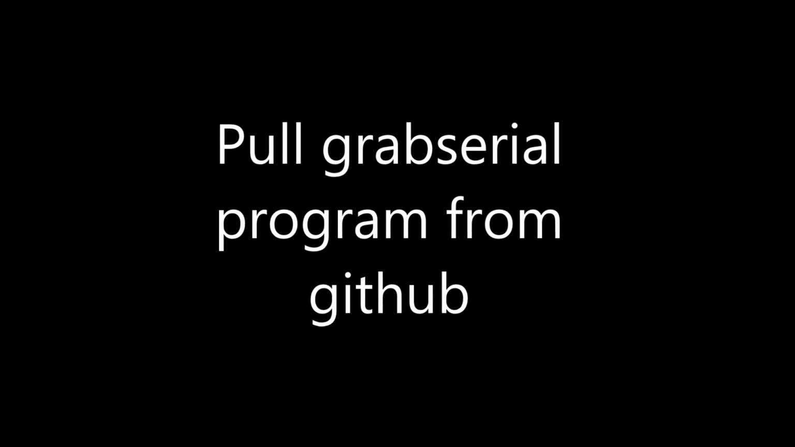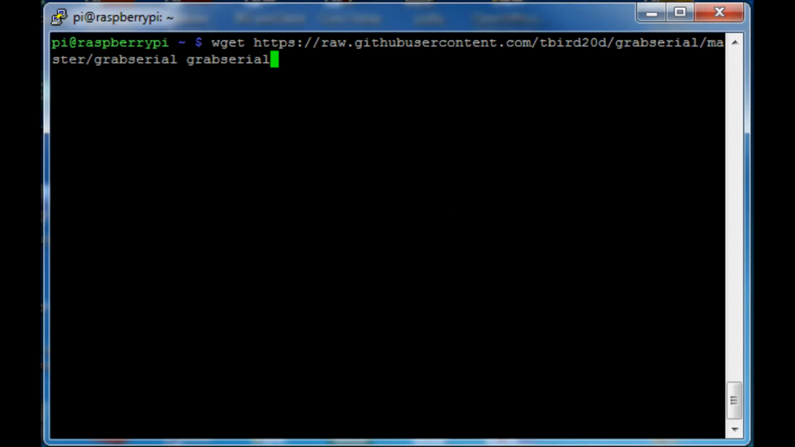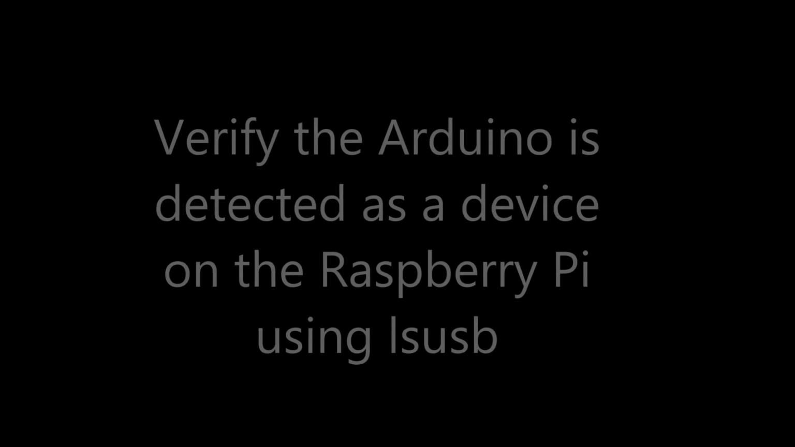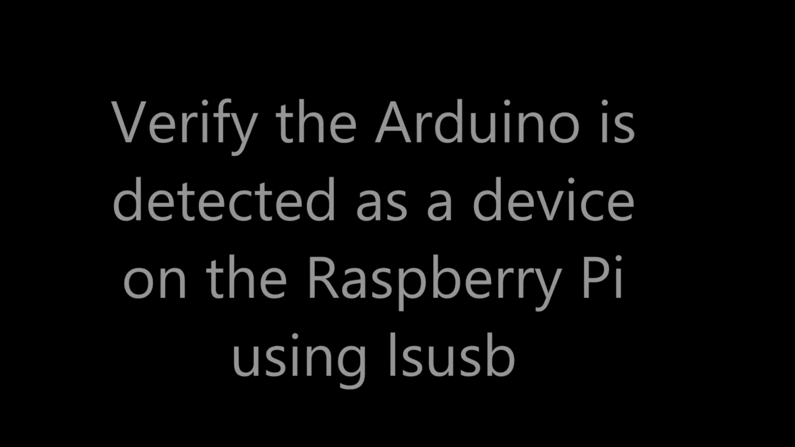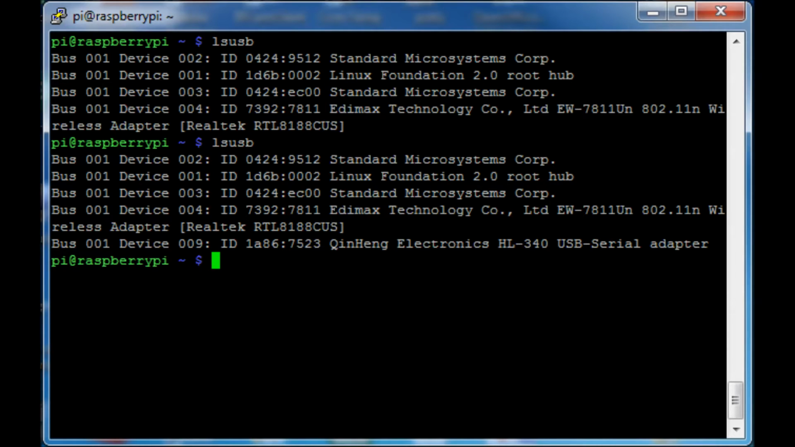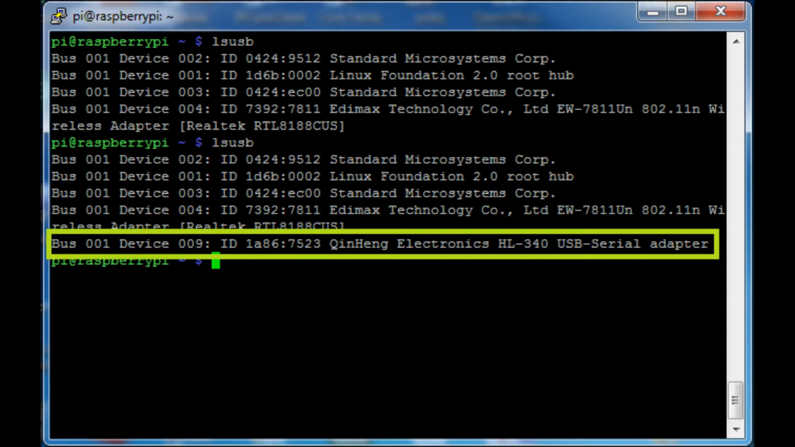Next, we're going to use the wget program to pull our grabserial program off GitHub. And this is the command that we need to type in order to download this file from GitHub and name it grabserial in our home directory. Here we can use the lsusb command to determine that the Arduino is connecting to the Raspberry Pi. We run the command, plug the Arduino in, run the command again, and you can see that it is showing up as a connected USB device.